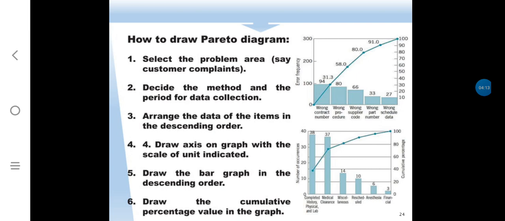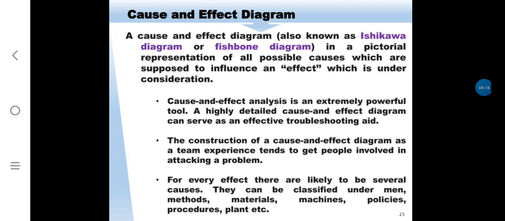And the next one is the cause and effect diagram, or Ishikawa diagram, or fishbone diagram. Why we call it fishbone is that the diagram looks like a fish bone or a fish. The cause and effect diagram, also known as Ishikawa diagram or fishbone diagram, is a pictorial representation of all possible causes which are supposed to influence an effect which is under consideration. That means using the cause and effect diagram, we can identify the root causes related to the causes or effect we identified.